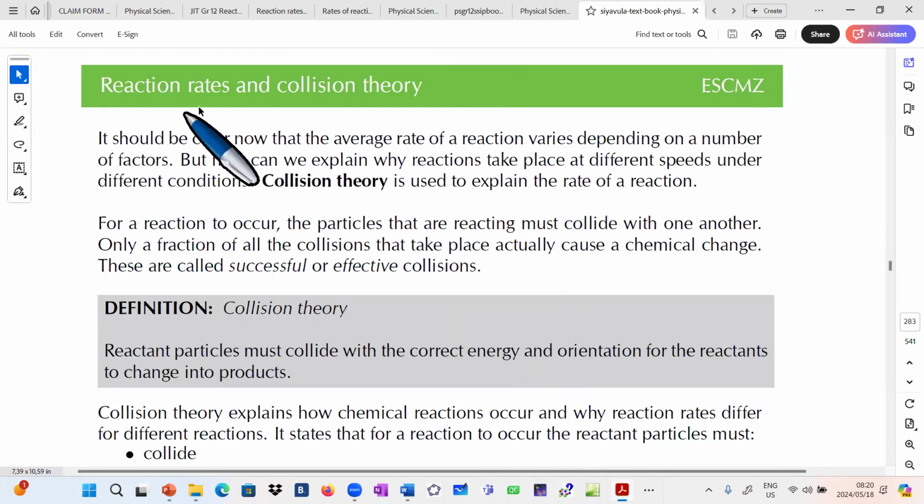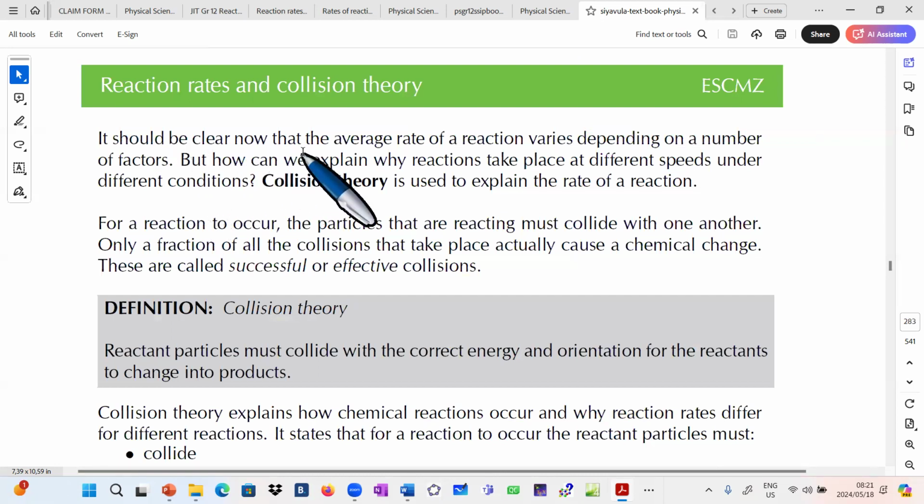Now, there are things we call reaction rates and collision theory. Let us speak about the collision theory here, because it is very important in the exam, but also it's something you need to know and understand.